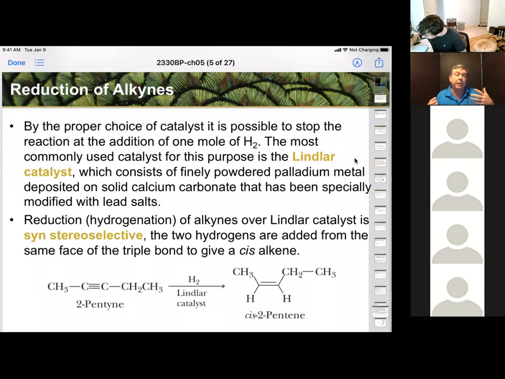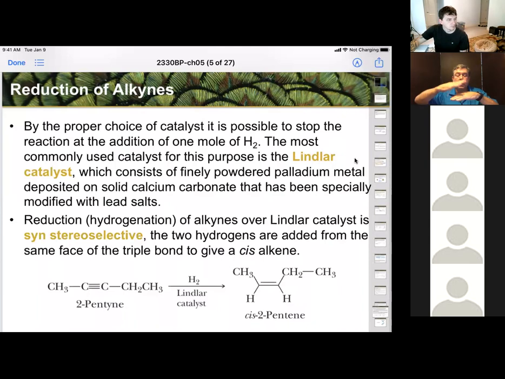Well, if we wanted to stop there, we have to do what we call poison the catalyst. And that is what we call the Lindlar catalyst, where we take our palladium and reduce its activity by adding calcium carbonate and lead salts. This is called poisoning the catalyst with lead. Once we do that, we actually end up getting a very syn stereoselective reaction.